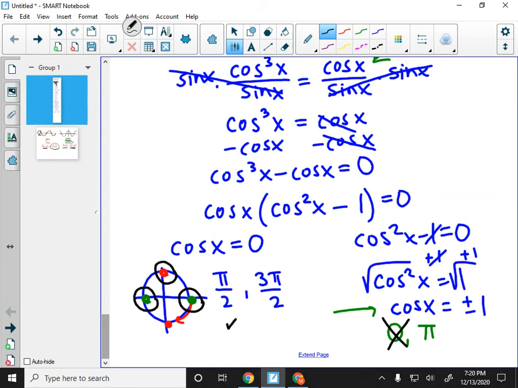This point right here, when my cosine was negative 1, my y value was 0. Once again, my sine is 0. I can't do that because that causes me to divide by 0. And then this final one right here, my y value, my sine, would be negative 1. I can divide by negative 1 and not get an error on my calculator, so that one works. So the only answers I want for this one would be pi over 2 and 3 pi over 2.